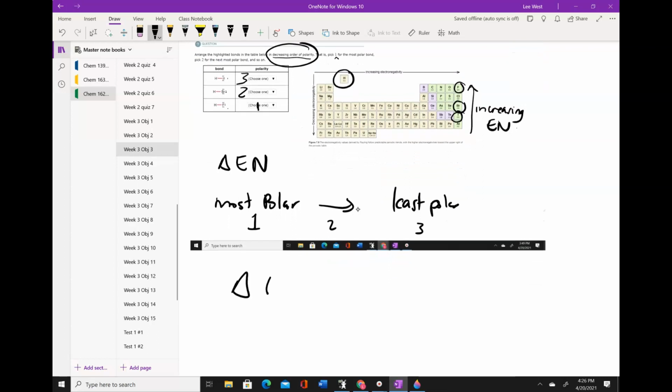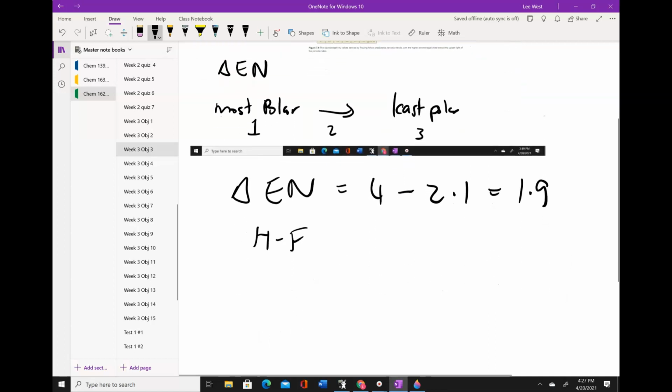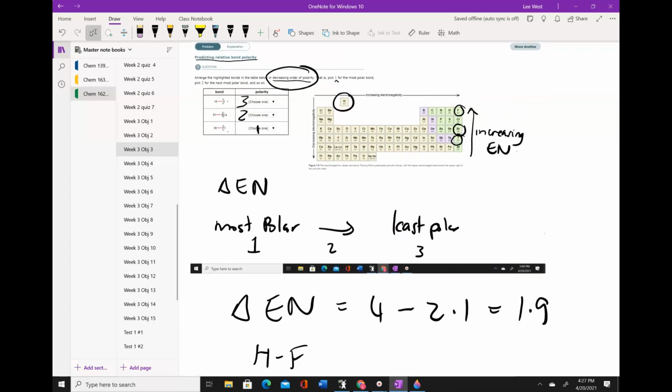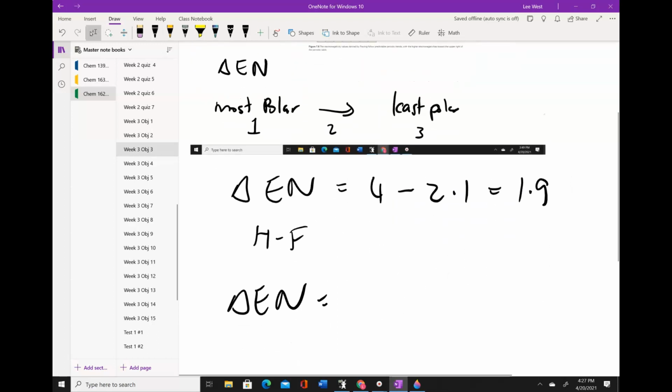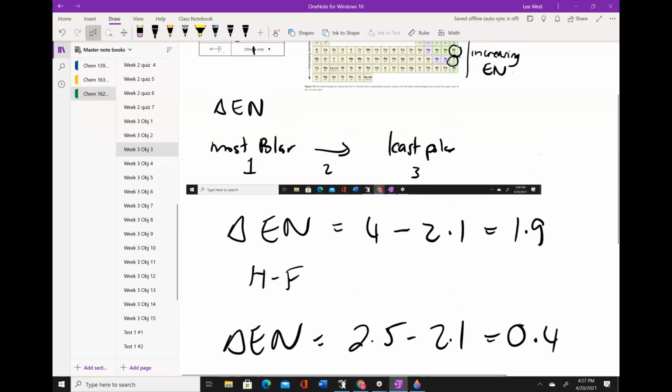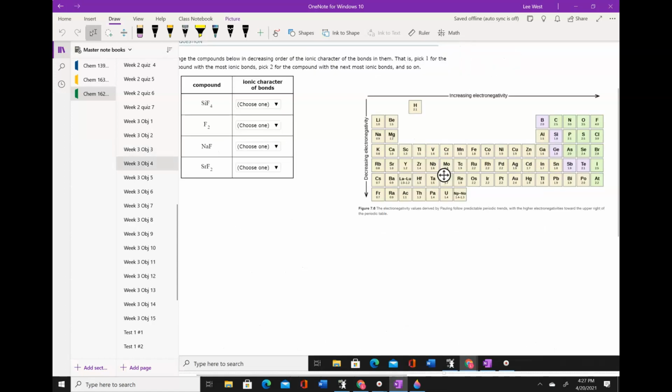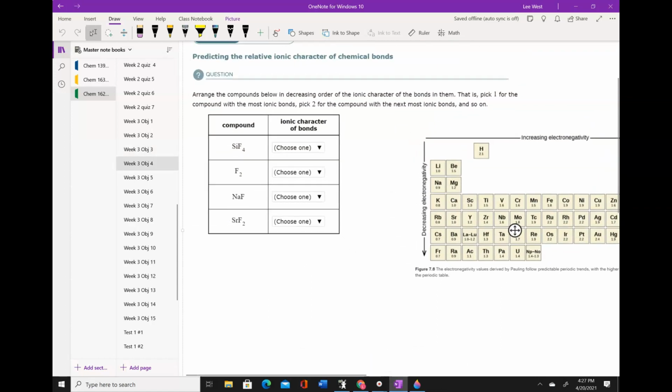And if you want, you can calculate delta EN in each case, right? For hydrogen fluoride, for example, it will be 4 minus 2.1, which is 1.9. If we did that for the iodine, it would be 2.5 minus 2.1, and you can see that it is only 0.4, so it's barely polar. So if you need to, calculate it if you can't convince yourself that you've got it right.